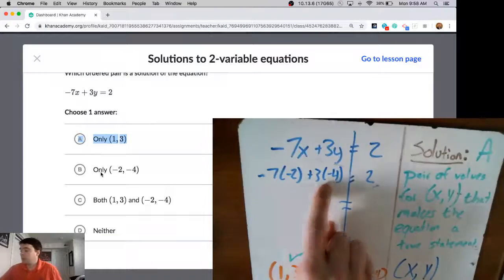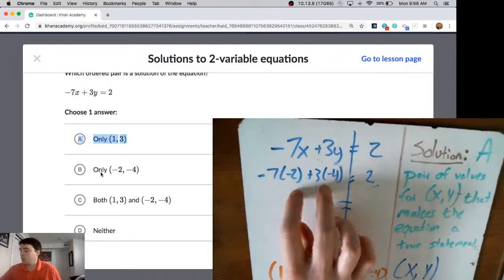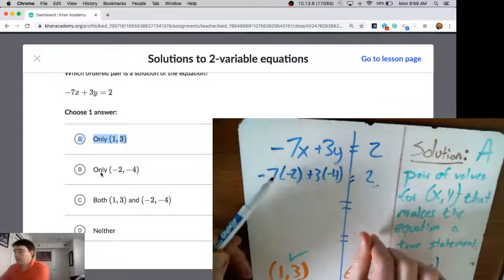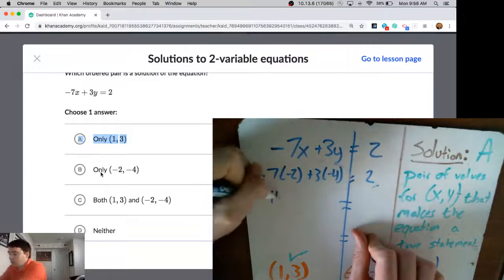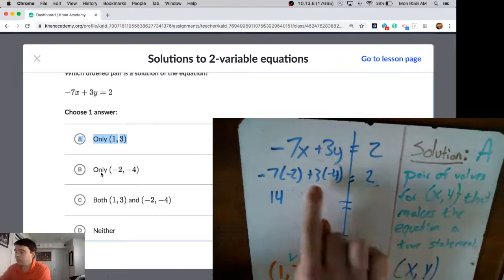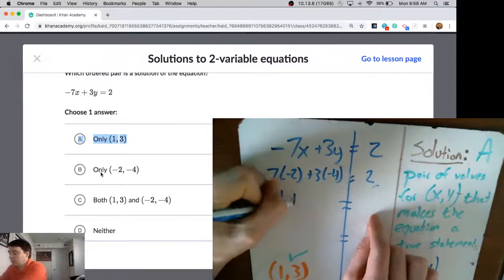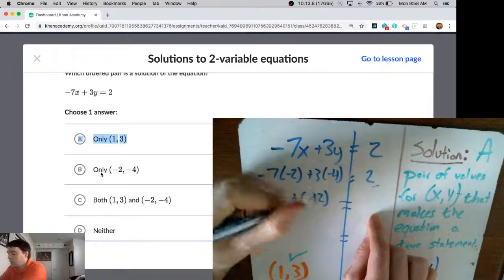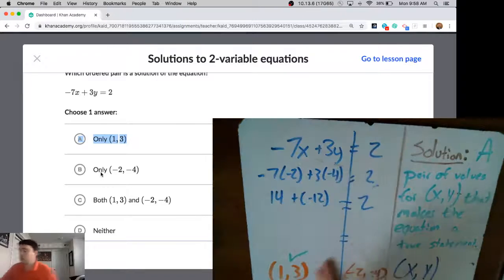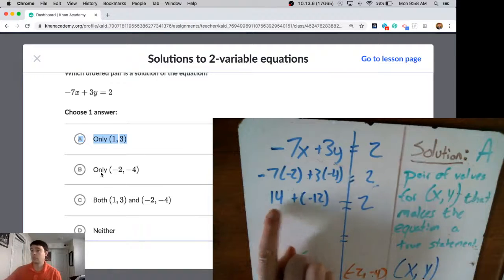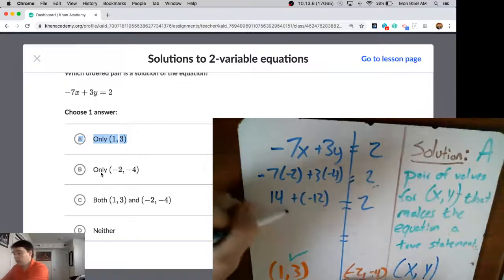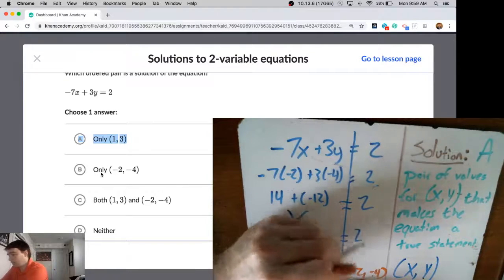Now that the variables have been substituted out, we follow order of operations to simplify. Negative 7 times negative 2 gives us positive 14. 3 times negative 4 gives us negative 12. And we need that to be equal to 2. 14 plus negative 12, that gives us positive 2.